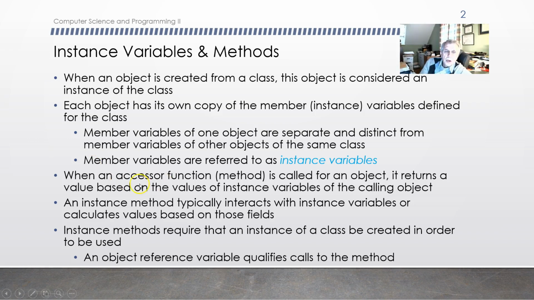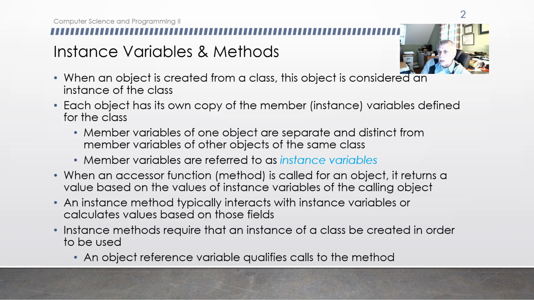So we have, in particular, accessor functions that are going to allow us to take a look at or get the values of these attributes by making calls to these methods. And remember, that's done by sending messages to the object. So when an accessor function is called for an object, it will return the value based upon what value or values currently exist within the instance variables of the object that provides the context to make the call. That is, we call this the calling object.